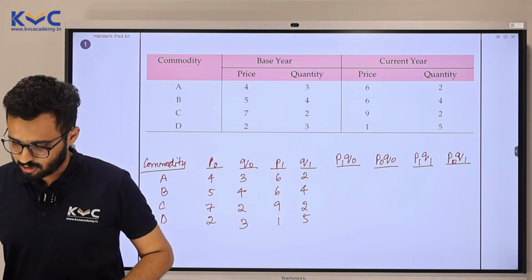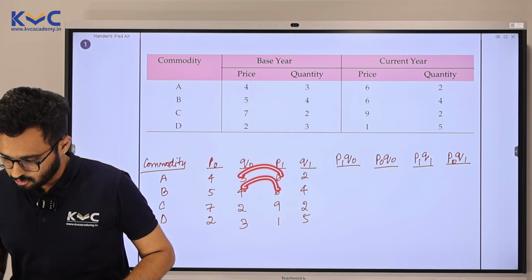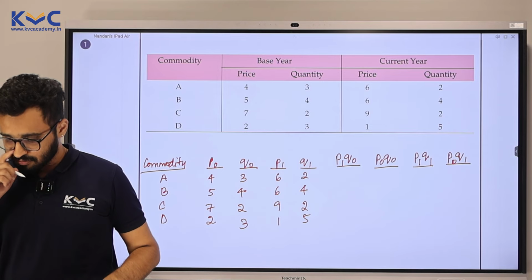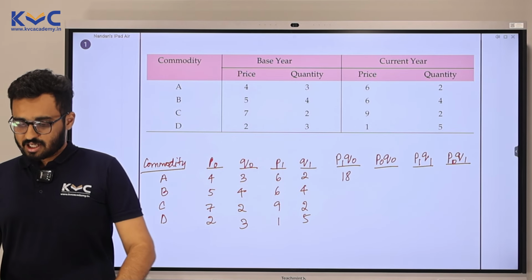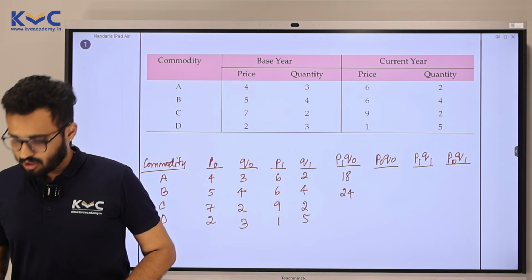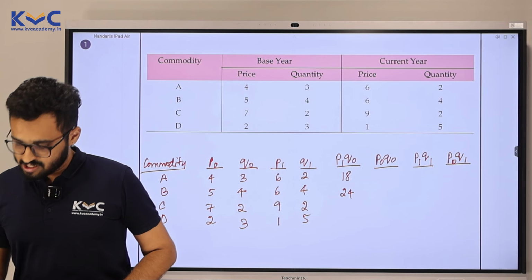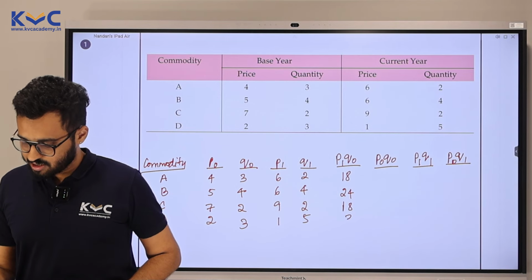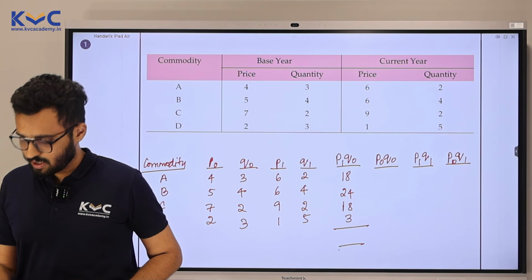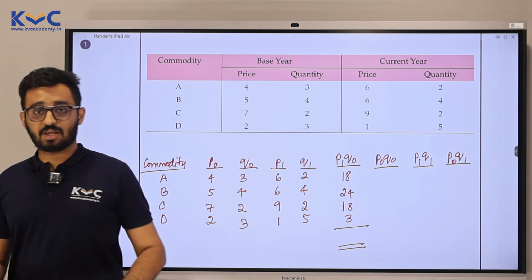So P1 into Q0, P1 into Q0. So we'll be doing this. 6 into 3 is 18, 6 into 4 is 24, 9 into 2 is 18, and 1 into 3 is 3. So I get summation P1 Q0.